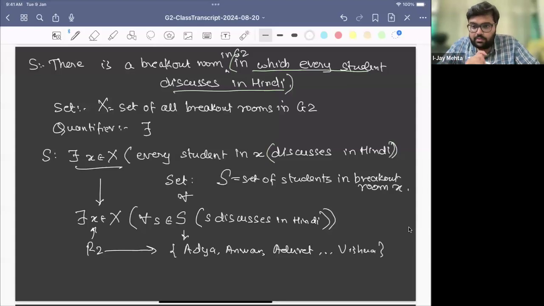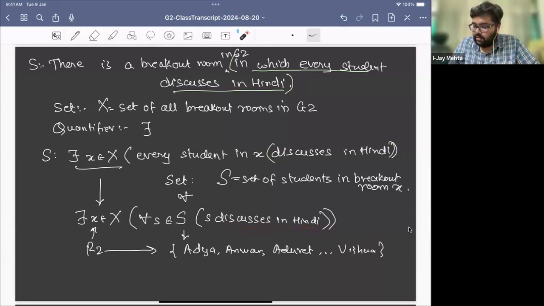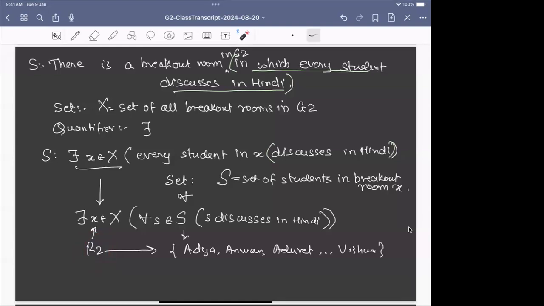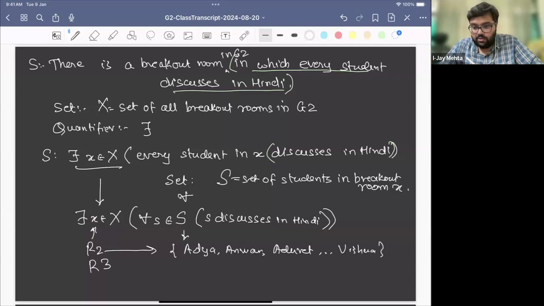Is it true? Adya, does the statement hold for you? All students discuss in Hindi in your room? No, sir. So okay, for her it is not true. So the statement is not true because in room number 2, all the students discussing in Hindi is not true. So I go to another room. So I select room number 3 now. So clearing the feedback, those who are in room number 3, those who are in this S, click yes.